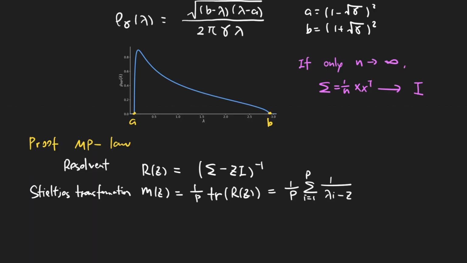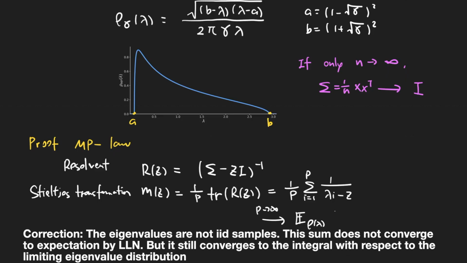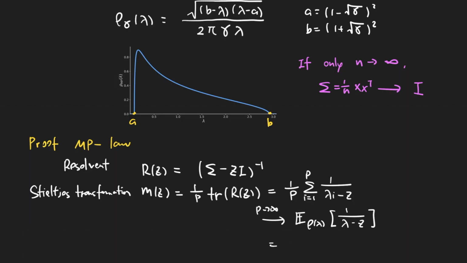Then when we have p goes to infinity, that becomes the expectation given some density function for the eigenvalues. Which then we can convert into an integral. And this integral here can be thought of as some function transformation. We're transforming from the space of lambda to the space of z.